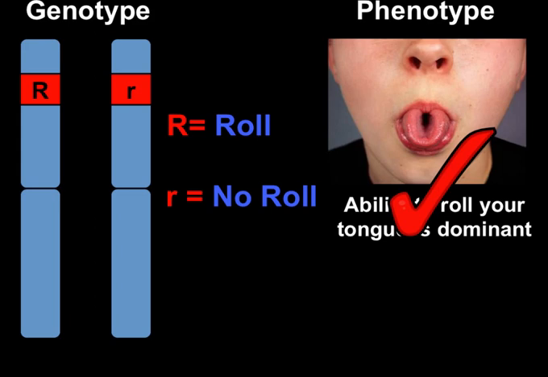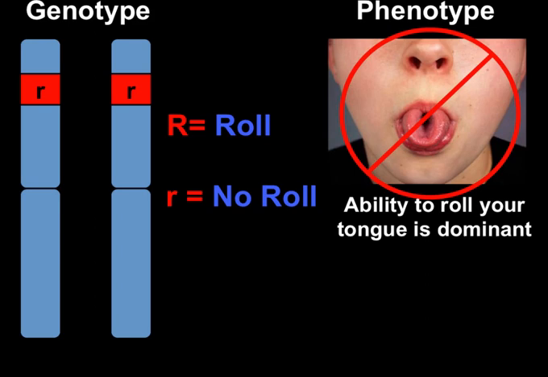Heterozygous, again, you can still roll your tongue because all you need is 1. And then if you're homozygous recessive, that's the only way that in the phenotype the recessive trait shows up, and you cannot roll your tongue. And that is the basics of genetics.